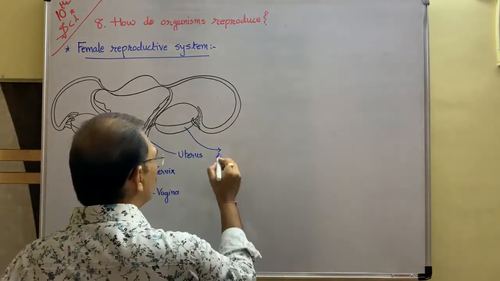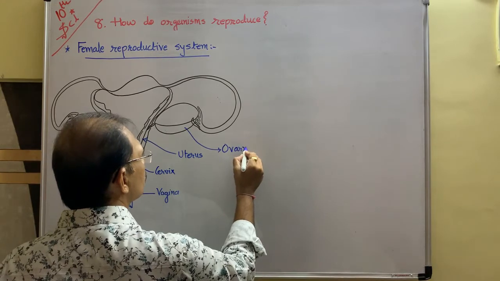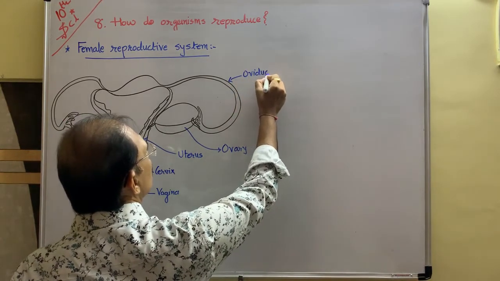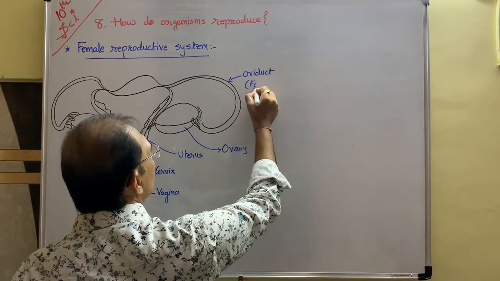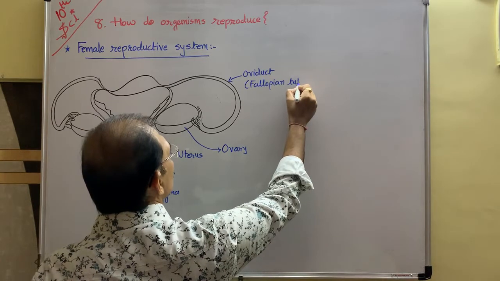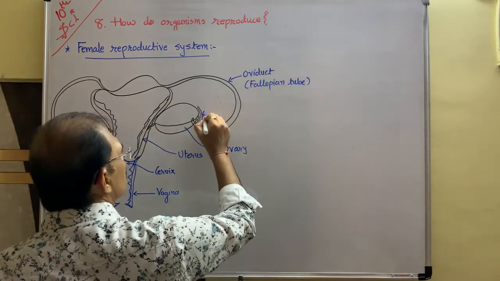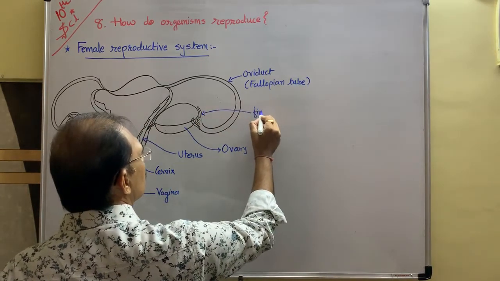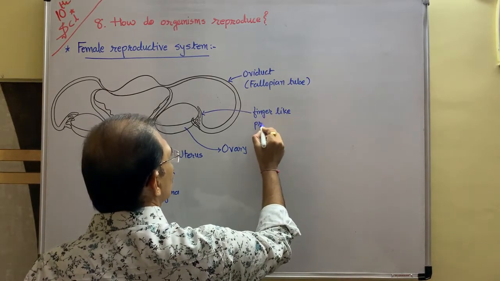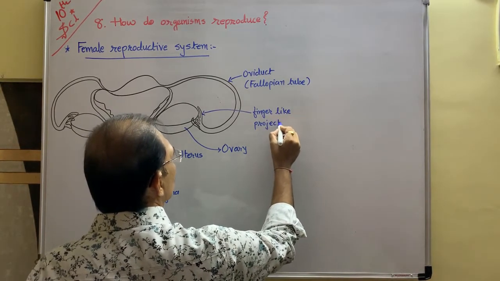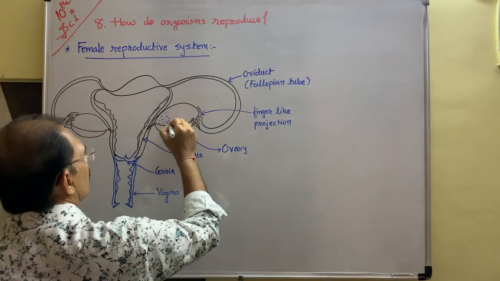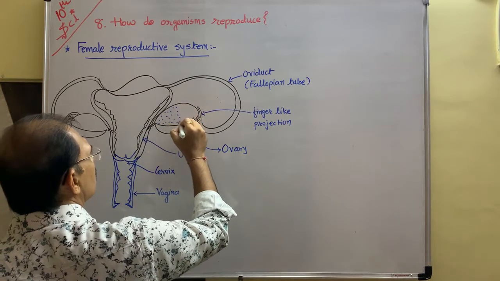This is known as the ovary. This is called the oviduct, which is also known as the fallopian tube. This is the finger-like projection. Inside, immature follicles are there.